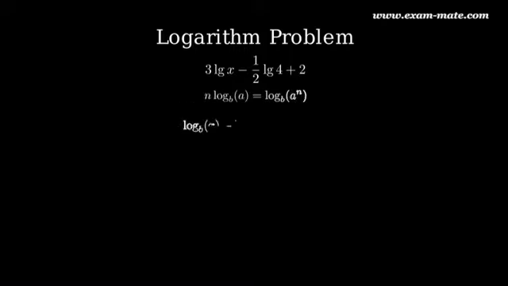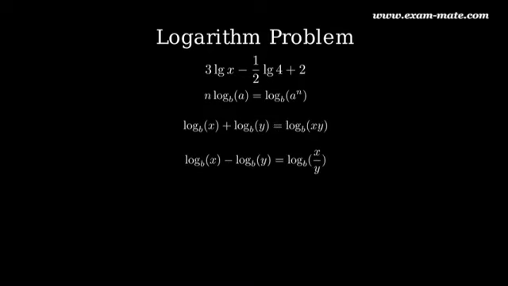Let's solve this logarithm problem step by step. We'll start with part A, where we need to write 3 log x minus 1/2 log 4 plus 2 as a single logarithm to base 10. First, let's recall the properties of logarithms that we'll use. The power rule states that n log of a equals log of a to the n. The product rule states that log of a plus log of b equals log of a times b. And the quotient rule states that log of a minus log of b equals log of a over b.